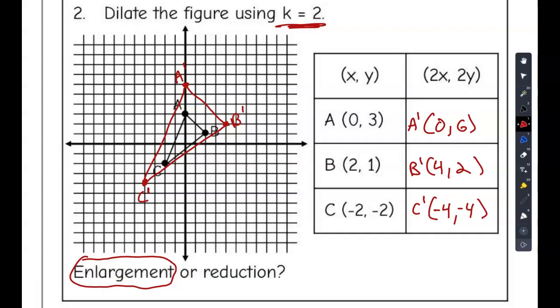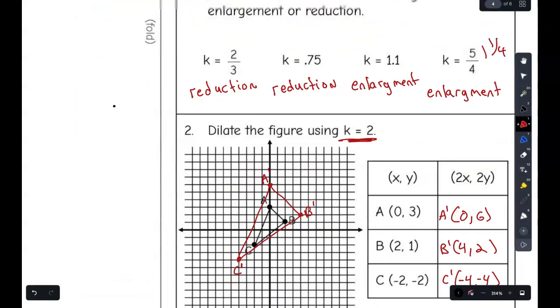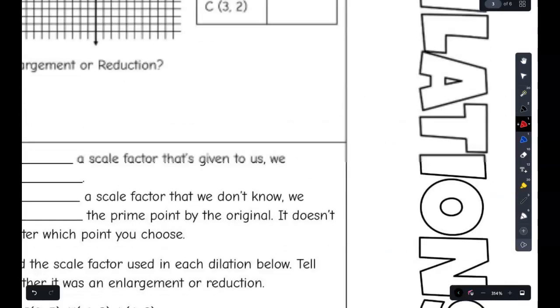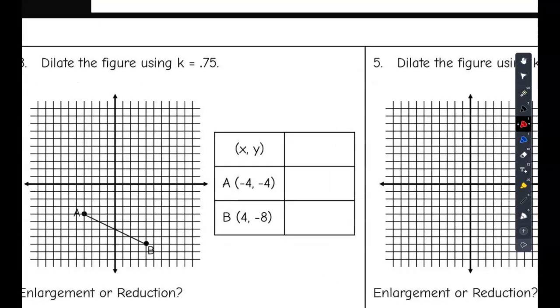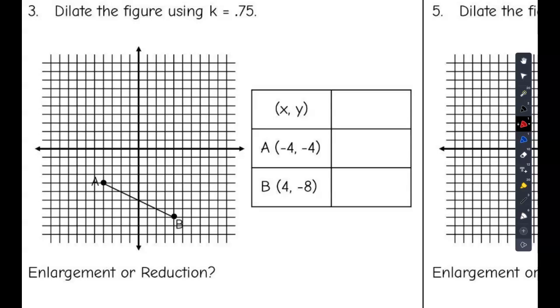Let's take a look at another example. I'm going to answer this last part first. You see what it says, 0.75? Which one do you think it is, an enlargement or a reduction? If you said reduction, you would be correct, because this number is greater than 0 but less than 1.